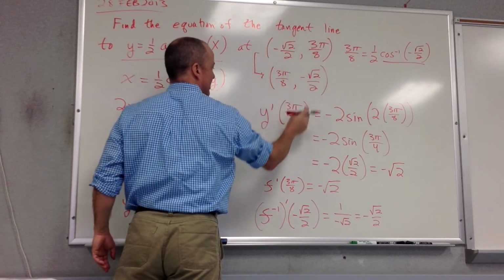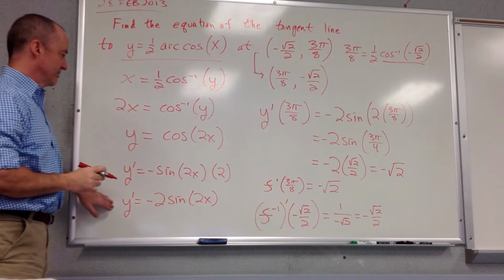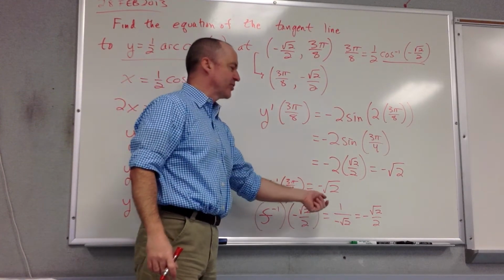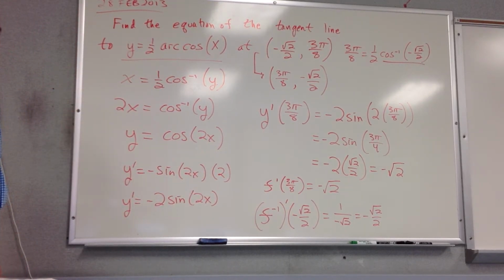The y value on the inverse is the x value on the inverse of the inverse cosine. Find that, take the reciprocal, find the slope that way. Again, point slope form would be fastest from here.